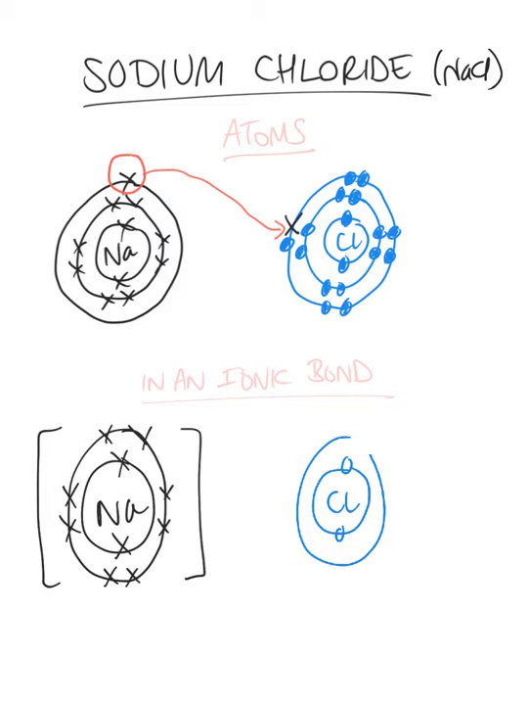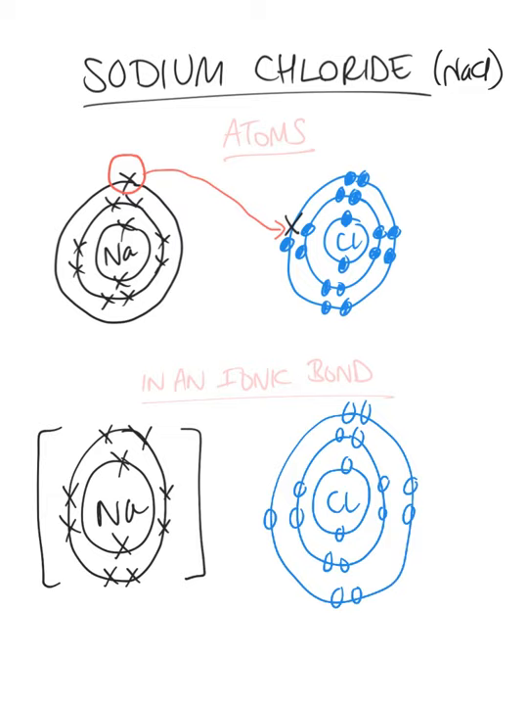So my chloride had its original 17, and it's now got that 1 from the sodium. Sodium has got a positive charge because it's lost an electron. The chlorine has got a negative charge because it's gained an electron. So all you are really doing is drawing two ions side by side.